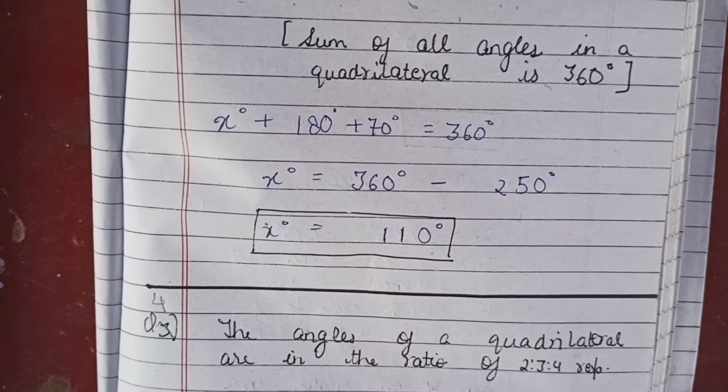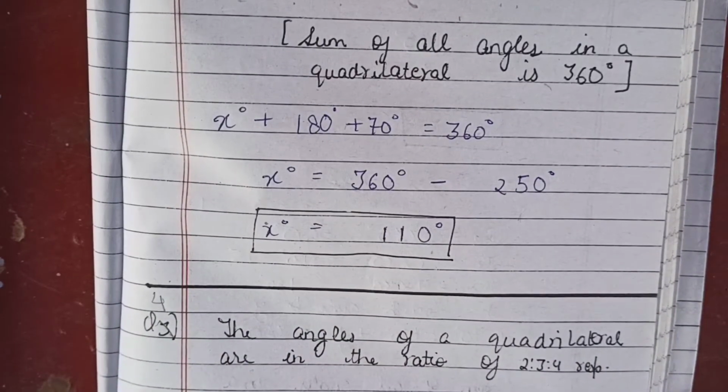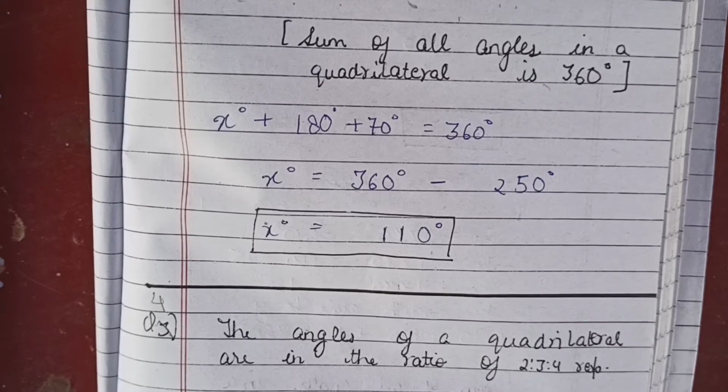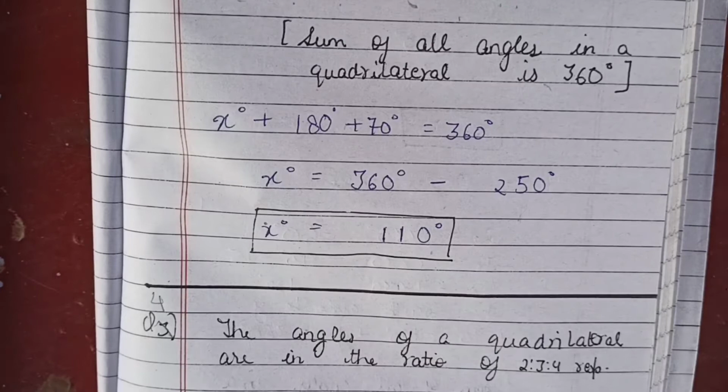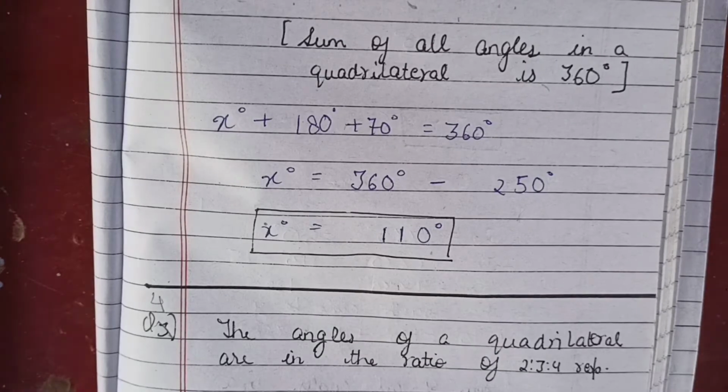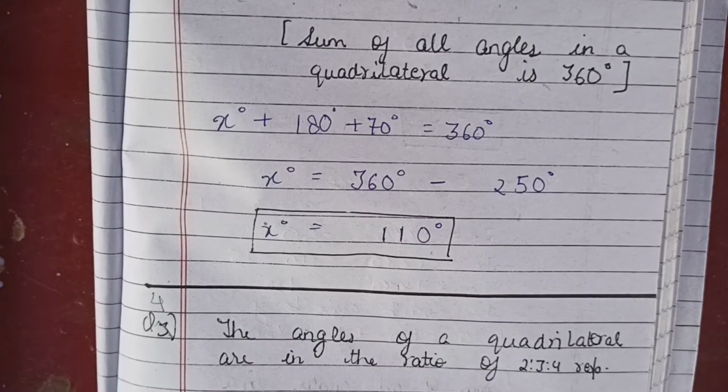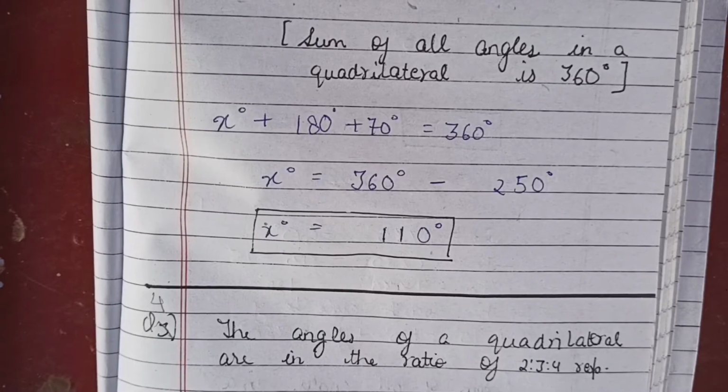Question number 3 says that the angles of a quadrilateral are in the ratio 1:1:1:3. Find all the angles. Is it possible to have such angles? Why or why not? First of all, you will let all the four angles be x, x, x, 3x. Then you will add all the four angles and it should be equal to 360 degree. Then you will find out all the angles, and after that you will come to the conclusion. Just try to solve question number 3.